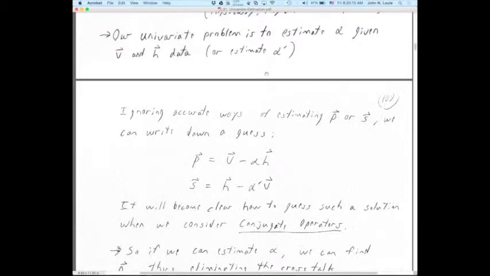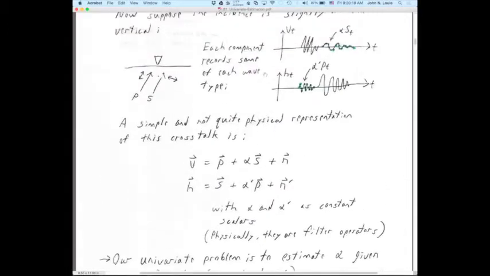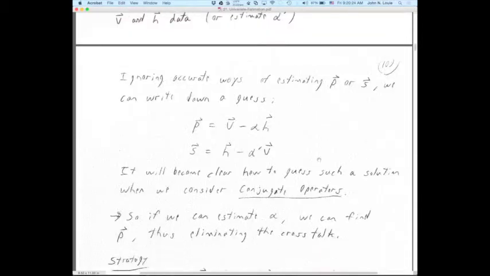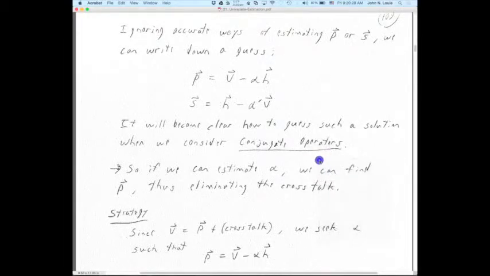Our univariate problem is to estimate alpha given V and H data, given the recorded data. What we would like to do then is estimate the amount of crosstalk. Now, there are lots of ways proposed in the last 20 years to separate P and S waves, and that's best done using not only multi-component receivers, but also arrays of these multi-component receivers. We have geothermal seismic data sets which have that, such as the Santa Medio data, an array of multi-component receivers. So there are very standard ways now of separating P from S. We're just going to write down an initial guess, okay?